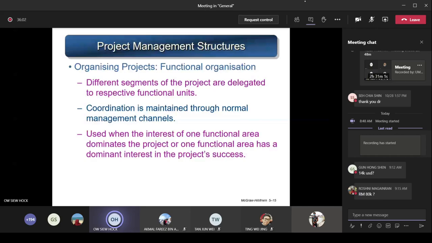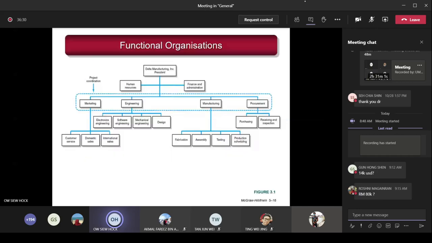From the different departments, you have to get people and monitor them. So use this when the interest of one functional area dominates the project, or one functional area has a dominant interest in the project's success. Out of the many departments and units involved, maybe one of them is the main one. Let's say this project is more focused on R&D. So the manager from the R&D unit has more authority in this case. Now look at this example, this diagram here.